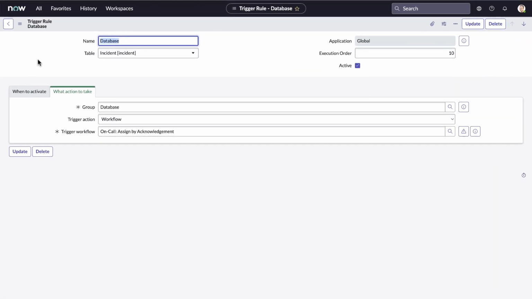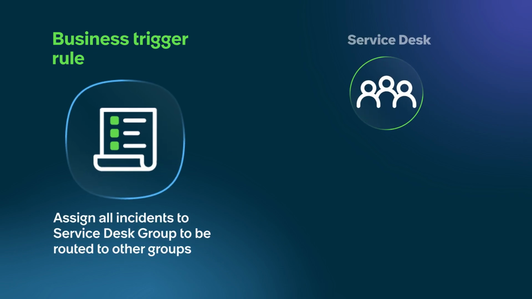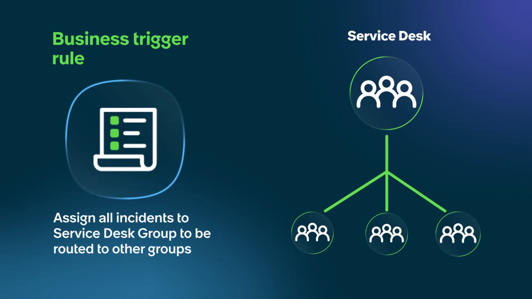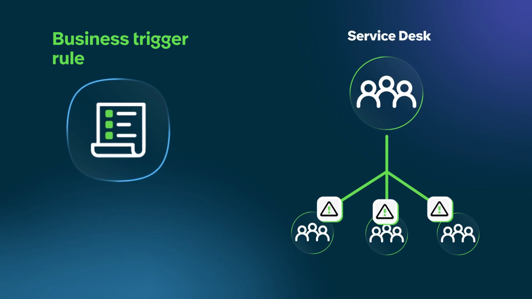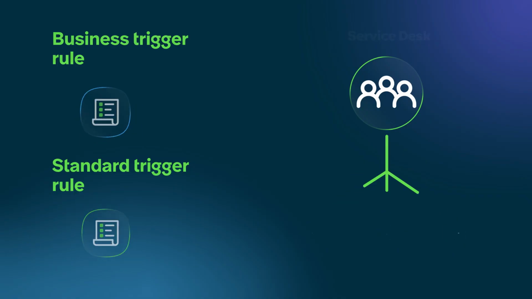Now, let's look at an uncommon trigger rule scenario. Suppose a company assigns all incidents to its service desk group, which then routes the incidents to other groups. In this case, a standard trigger rule won't work because the incident will always be assigned to the service desk group rather than to a group defined in a trigger rule. Let's see how we can modify our database trigger rule to handle that scenario.